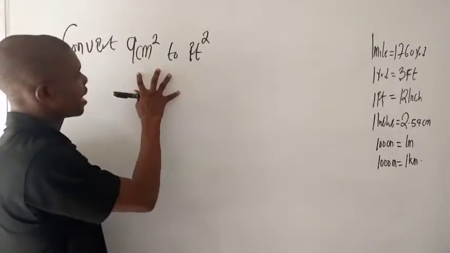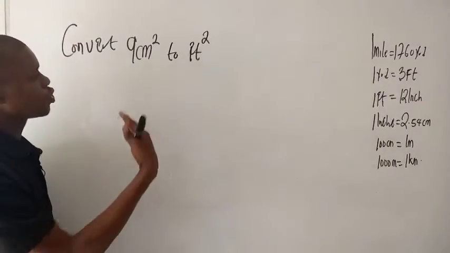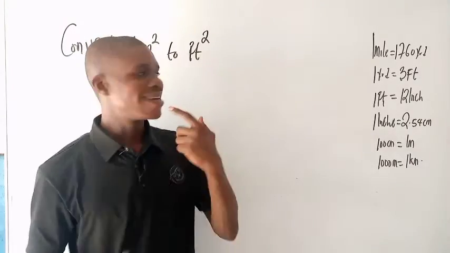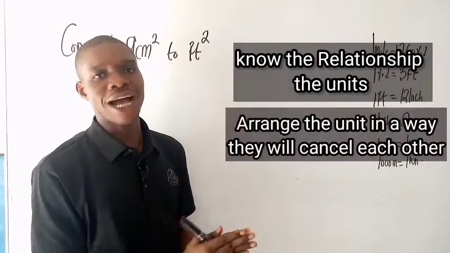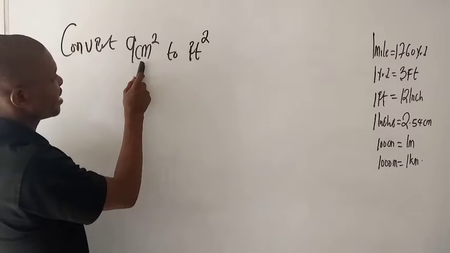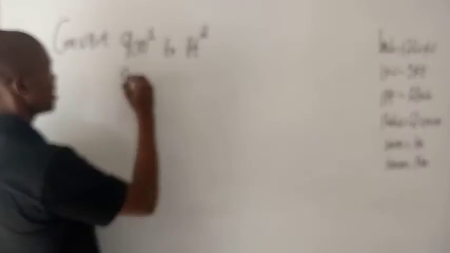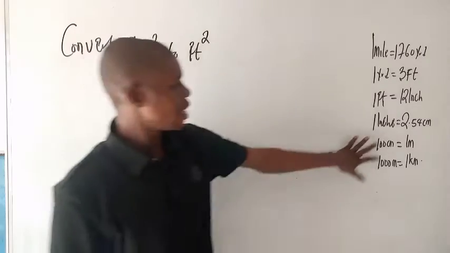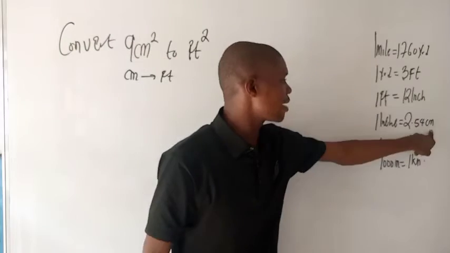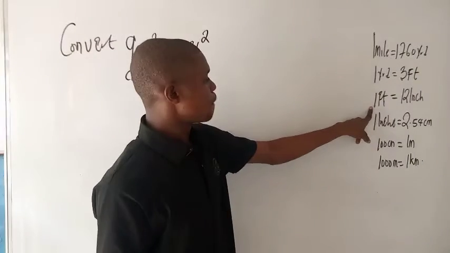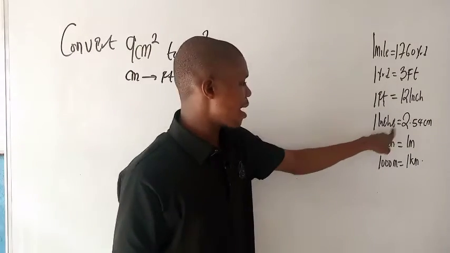Now let's convert this one here. When you convert from one unit to the other, there are two things you must keep in mind. One, the relationship between the units. Two, you must arrange it in such a way that the units cancel each other. Here we have cm to feet. If you check our relationships, there is no direct relationship between cm and feet. But from cm you can get to inch, and from inch you can get to feet.